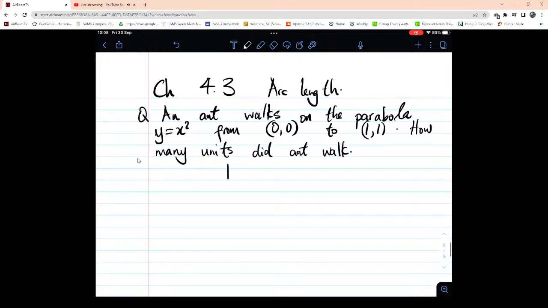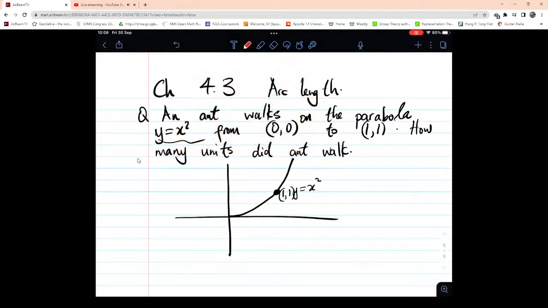If you've got a straight line, it's easy to find out what the length of a path is. But if you've got something like this, which would be our function here, y is equal to x squared, how do we find out what is the length from there to there? That's the question that we are asking.